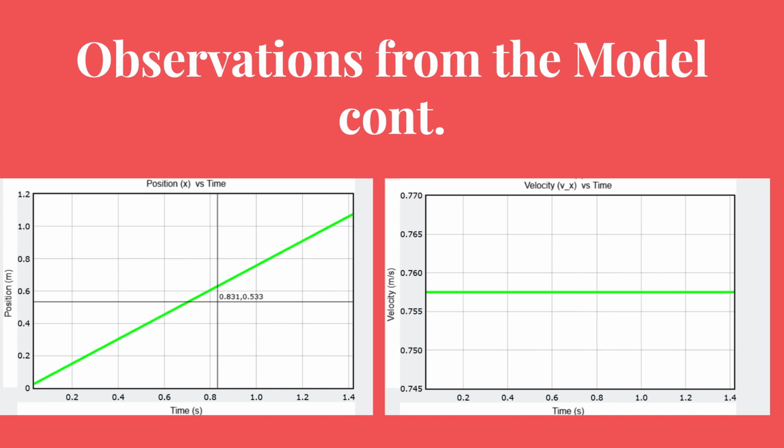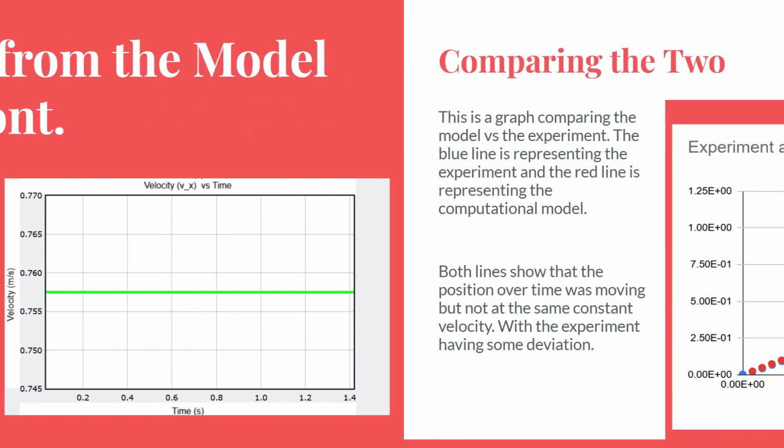Now, as you can see, on the left, the graph shows the position versus time, and on the right, we see the velocity versus time, both in the x direction, from the computational model.